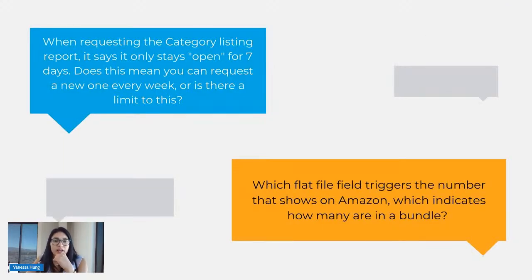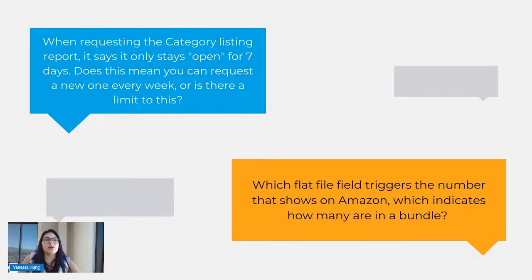When requesting the category listing report, it says that it's only open for 7 days. Does this mean that you request a new one every week, or is there a limit to this? So no, there are no limits. You could request it whenever you want. But the thing is, if you request it today, you make the improvements, you make all the optimizations, and you have an amazing, beautiful category listing report, you don't really need to request it ever again, right? Because technically you are working with your most updated category listing report forever.